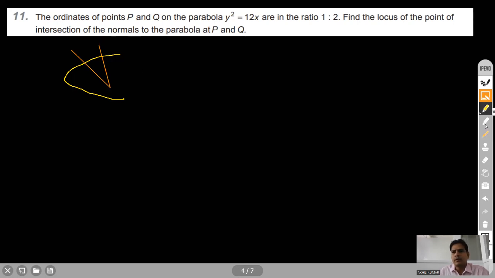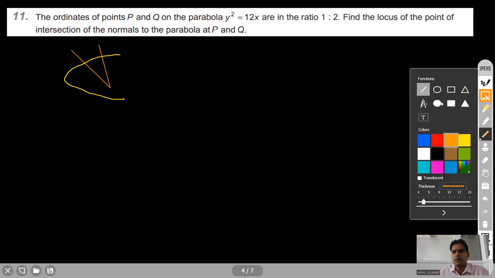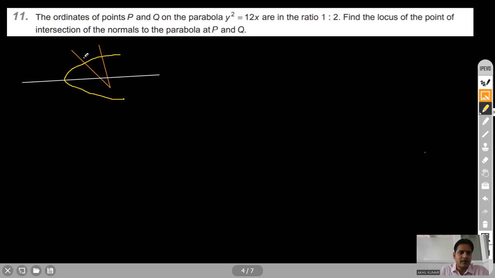So basically this is the axis of the parabola. This is our point P and this is our point Q. And we have drawn normals at these points P and Q, and both these normals are meeting at point M, suppose. We have to find the locus of this point M. And this parabola is y square is equal to 12x. So comparing with the standard form, we get the value of a as 3 here.